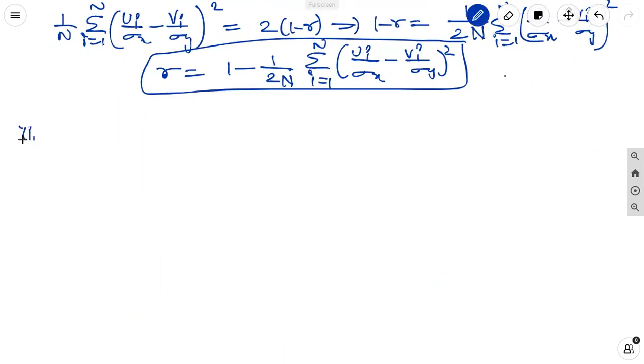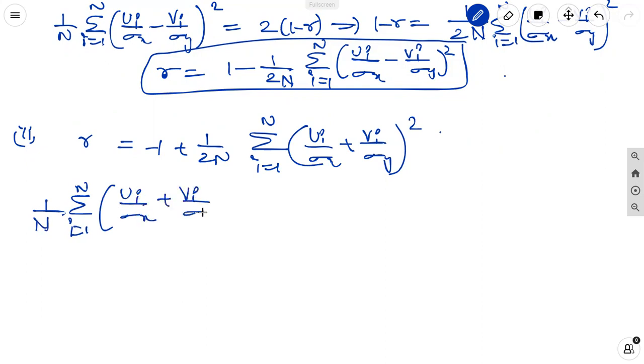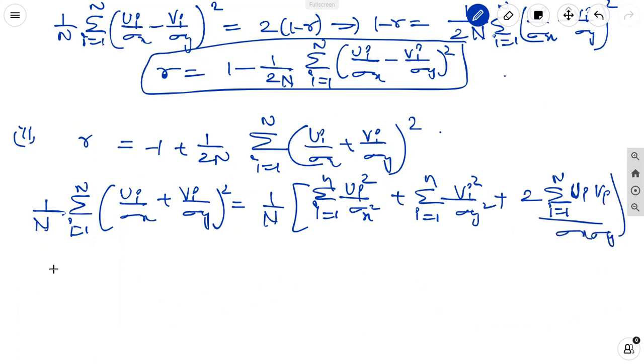Second one is to show that small r is equal to minus 1 plus 1 by 2N summation i equal to 1 to n, (ui by sigma x plus vi by sigma y) whole square. Here we are taking 1 by N summation i equal to 1 to n, (ui by sigma x plus vi by sigma y) whole square, which equals 1 by n into summation i equal to 1 to n ui square by sigma x square, plus summation i equal to 1 to n vi square by sigma y square, plus 2 summation i equal to 1 to n ui vi by sigma x sigma y.